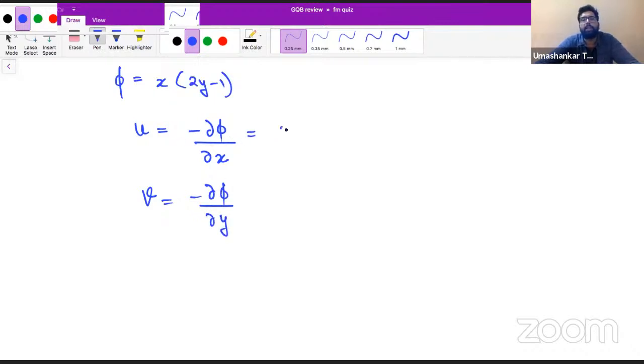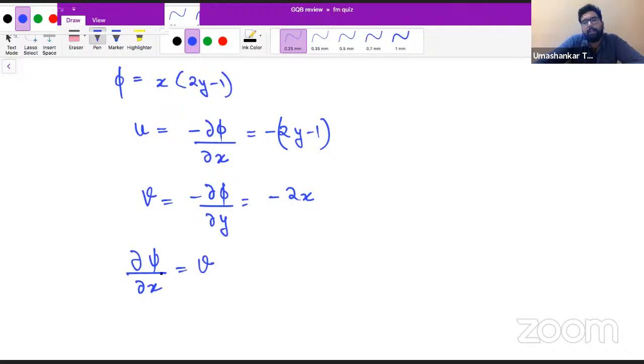So u, we can say it is minus 2y minus 1. And v, we can say it is minus 2x, right? So now we have the values of u and v. Now by the definition of a stream function, we can say del psi by del x is equal to v and del psi by del y is equal to u. I think this is understood and we very well know it also, right? This is minus u, sorry. This is minus u, right?